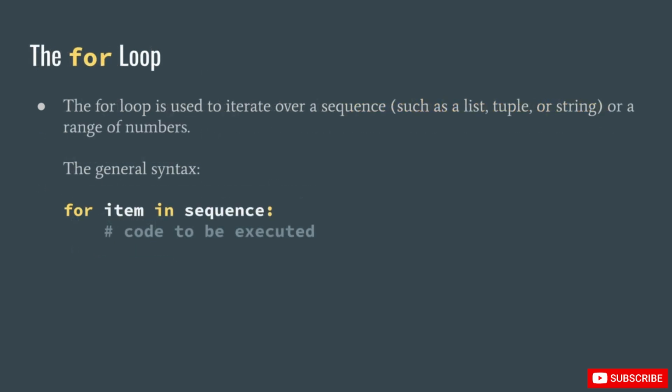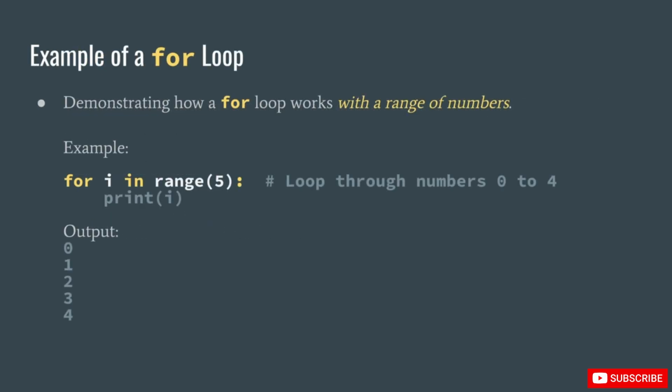The for loop is used to iterate over a sequence, such as a list, tuple, or string, or even a range of numbers. It allows you to repeat a block of code for each item in the sequence. In this example, we used the range function with 5 as argument, which generates numbers from 0 to 4. The loop iterates over each number in the range, and for each iteration it prints the current number.